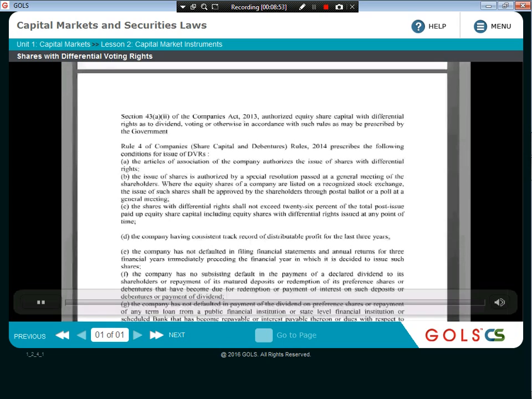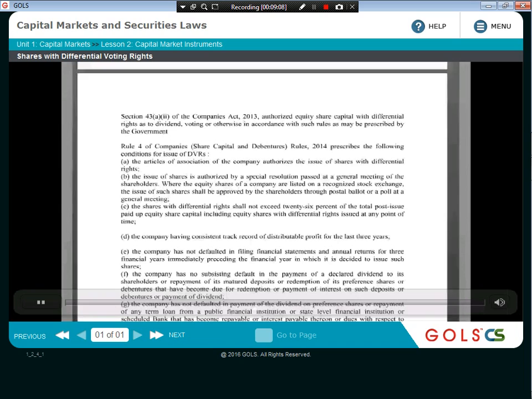Normally, what is the principle? One share equals one vote. So if you have one share, you are allowed to vote for one share. You get one vote. Okay? That is the principle of company law. One share is equal to one vote. So if you have 1,000 shares, you have 1,000 votes.